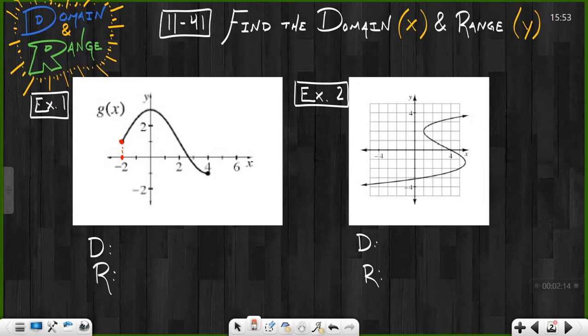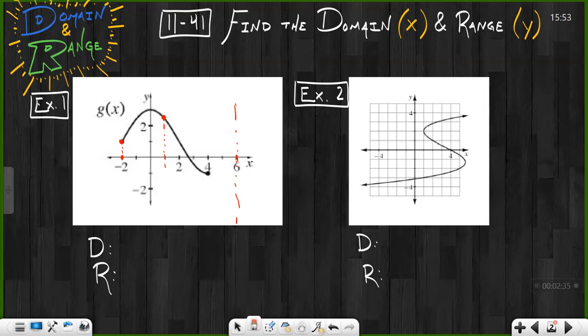I pick the value of 1. If I just pick 1 and I trace it up, once again, I get an output. And therefore, there is an input value of 1 because it will generate an output. But what if I pick a value like 6? Well, if I pick this value 6 and I go up or I go down, I do not get an output. Therefore, 6 is not part of my domain.